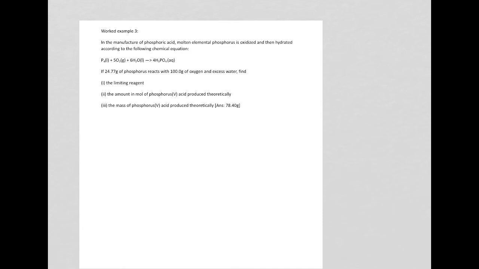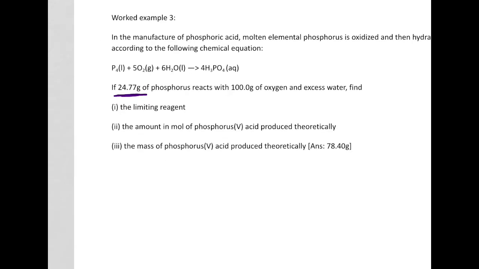Let's see the third example. So here you have the manufacture of phosphoric acid from phosphorus and oxygen and water. It tells you that 24.77 grams of phosphorus is used to react with 100 grams of oxygen. So you have the mass of both of them, and it already tells you that water is in excess. So between phosphorus and oxygen, there is one which is going to be limiting. So let's find the limiting reagent.